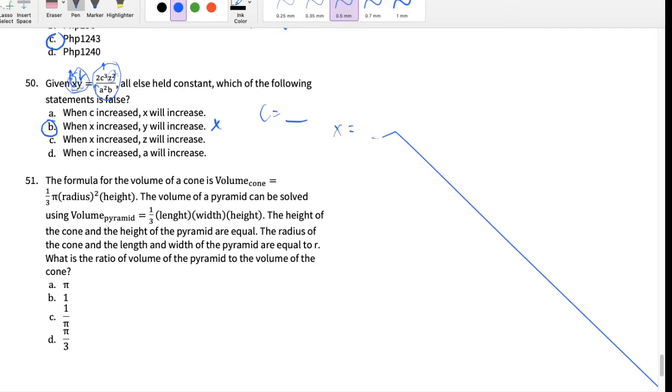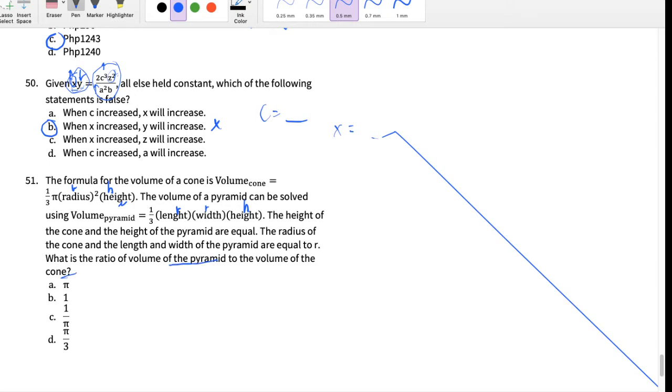Okay, number 51. The formula for the volume of a cone is this one. The volume of a pyramid can be solved using this one. The height of the cone and the height of the pyramid are equal. So, yung height nila na to are just the same. Let's say it's h. Okay? The radius of the cone, length, and width of the pyramid are equal to r. So, ito r lang to. And this one, r and r. Okay? So, isulat nga natin yan. Ang hinahanap natin is ratio ng pyramid to cone.